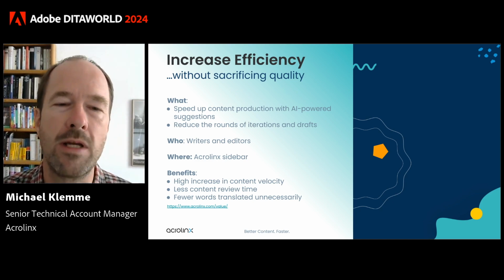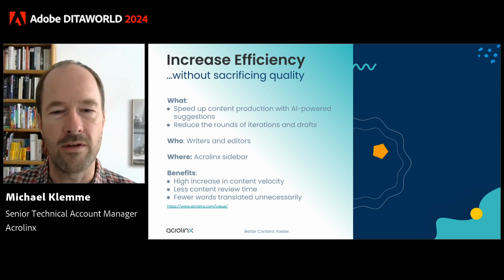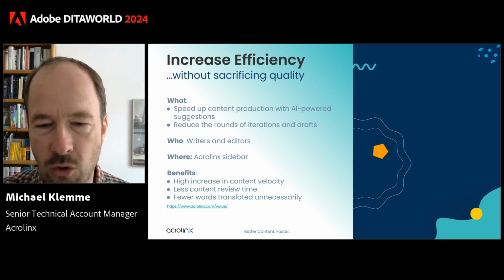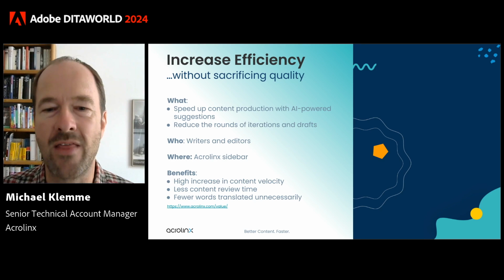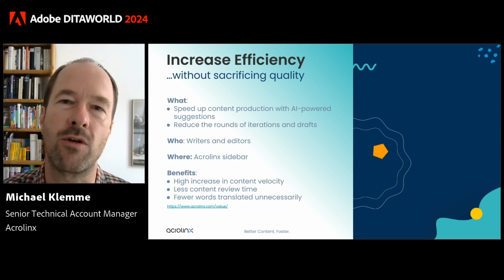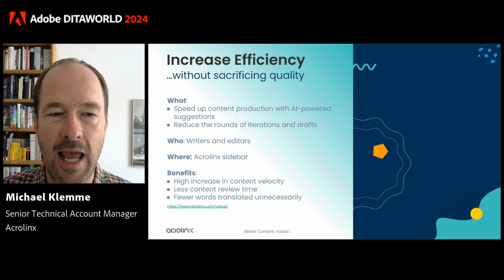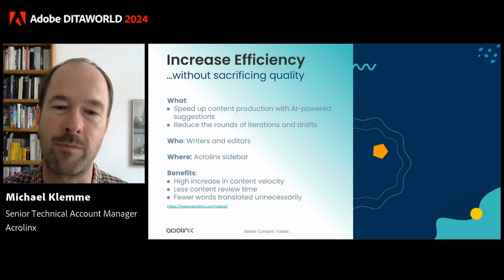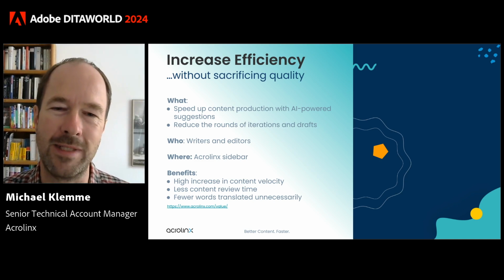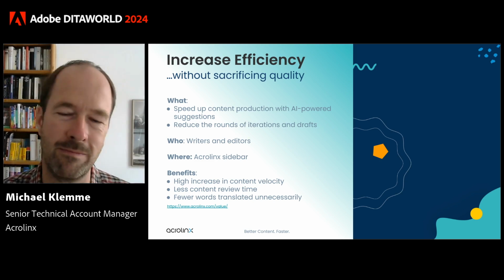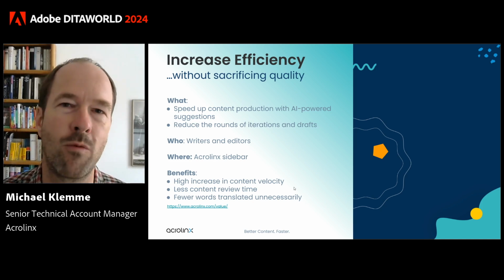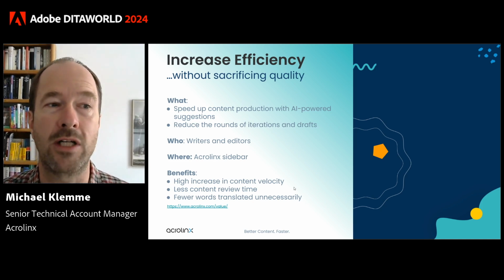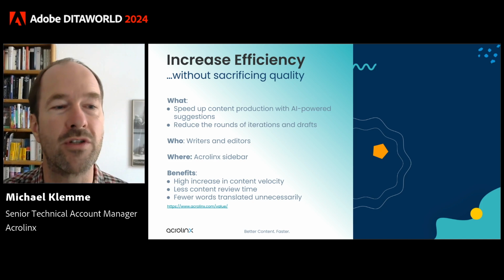sacrifices. So if, for instance, the original author can correct most of the formal issues directly, then the reviewer can concentrate on subject matter correctness, and there will be fewer rounds of review, like ping pong issues being sent from the writer to the reviewer, who sends it back, etc. So that should reduce the number of review rounds and therefore make your entire content creation process much more efficient.